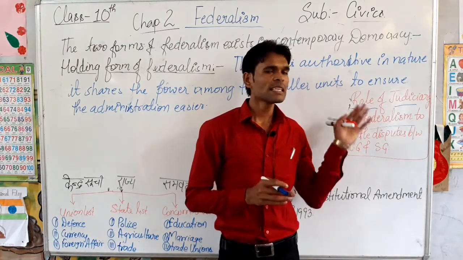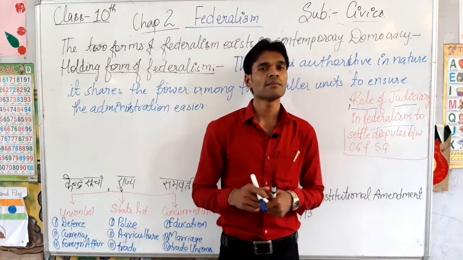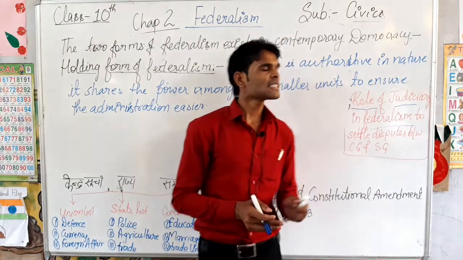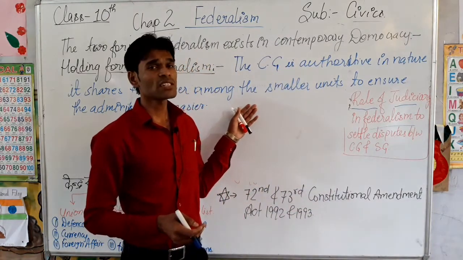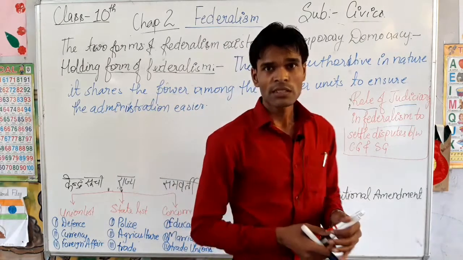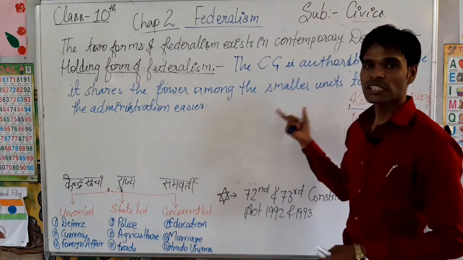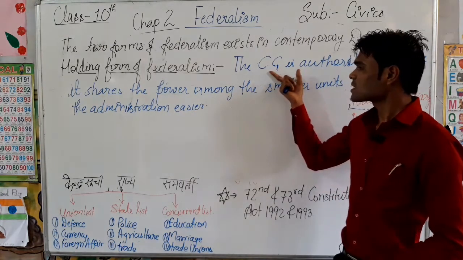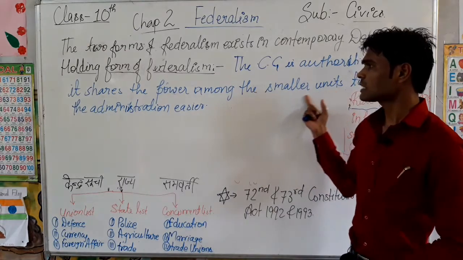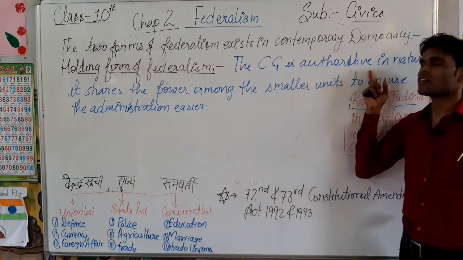मतलब एक सरकार के लिए बहुत ही कठिन काम होगा कि पूरे देश पर जहाँ पर इतनी बड़ी जनसंख्या है लॉ और ऑर्डर को मेंटेन करके रखें। इसलिए क्या होता है, जहाँ पर ज़्यादा बड़ी जनसंख्या होती है, जैसे भारत की बात कर लें, इंडिया इज द लार्जेस्ट डेमोक्रेसी ऑफ द वर्ल्ड। So in order to make the administration easier, this government, that is the central government, shares the power among the various smaller units. Okay, and it keeps holding. So for this purpose I have written here, central government is authoritative in nature.